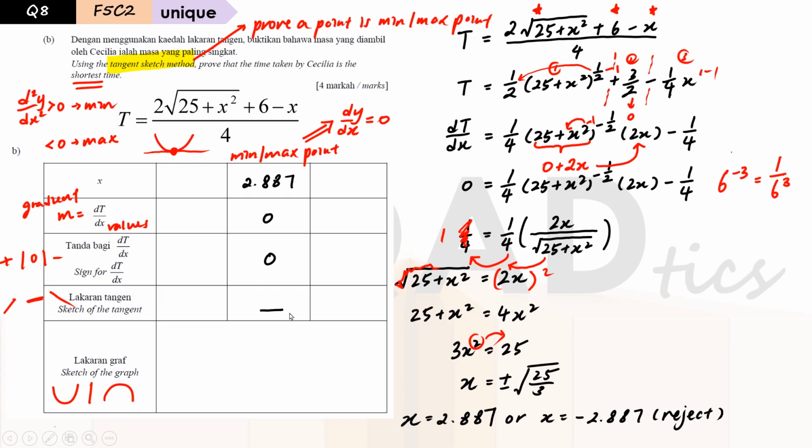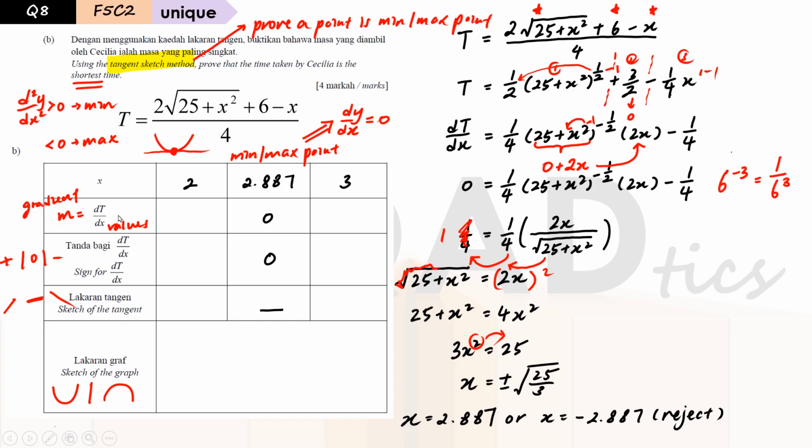Okay, so now once we have the x value, we can actually fill up the x values for the left side and the right side. Okay, so for the left side, you can put any kind of value which is less than the x value here. Alright, so let's say it is 2. And for the right side, we can choose any kind of value which is more than 2.887. So let's say 3. Okay, the easiest way is to choose the integers which are very close to 2.887.